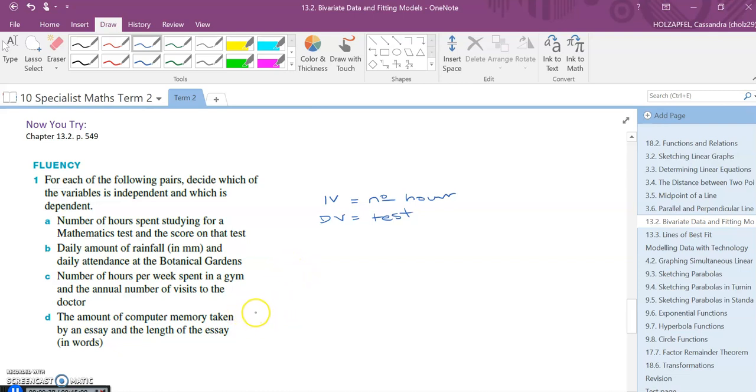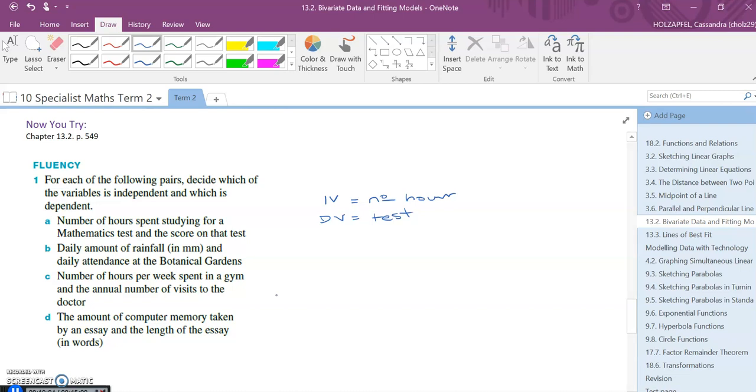For 1C, the number of hours spent per week in a gym and the annual number of visits to the doctor. Now, I'm assuming that these people are not getting injured, because Lord knows I have been injured so many times at the gym. Well, I'm going to assume that the number of hours spent per week in the gym is the independent variable, and the number of doctor's visits is the dependent variable.